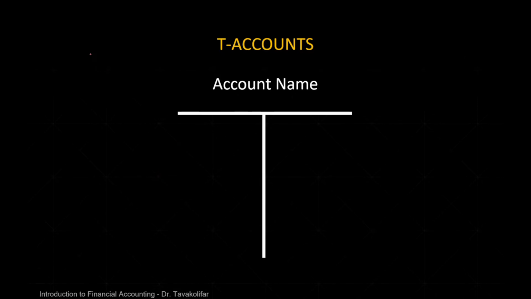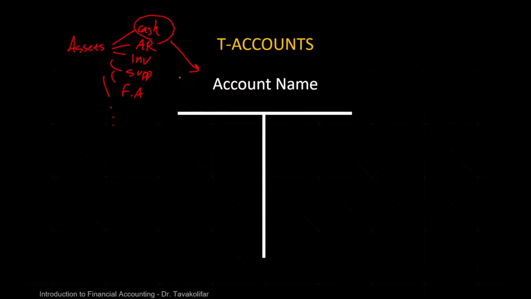And within each group, we might have hundreds of accounts. So for example, in the assets group, we may have cash inside it. We may have accounts receivable. We may have inventory. We may have supplies. We may have fixed assets, and so on and so forth. Each of these accounts can be shown using a T account, okay?